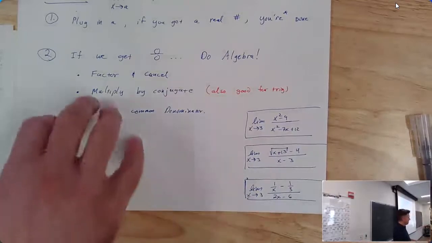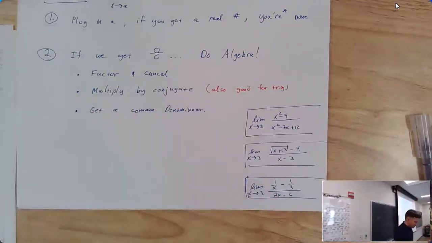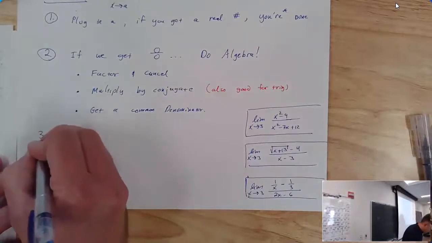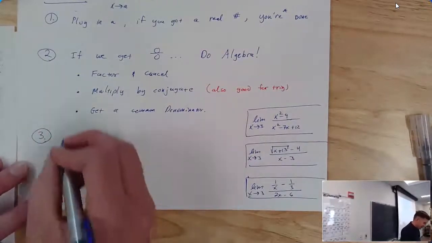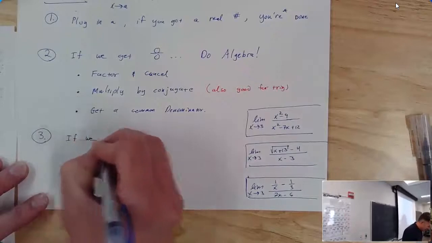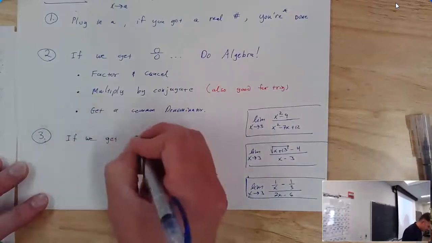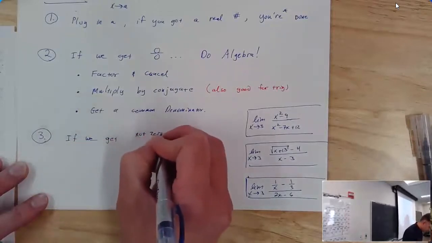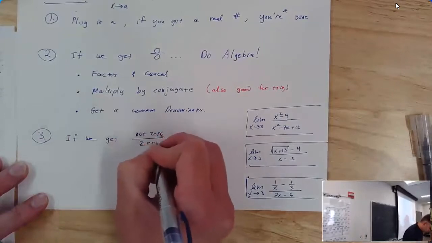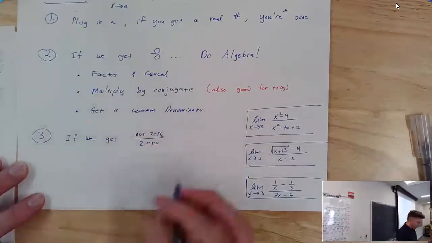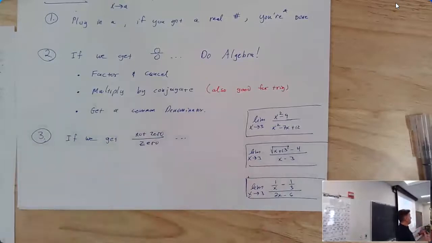Let me finish this here and then we can go ahead and do this problem. So then the third thing that might happen is you might get a not 0 over 0. Then that's the situation we were just talking about.